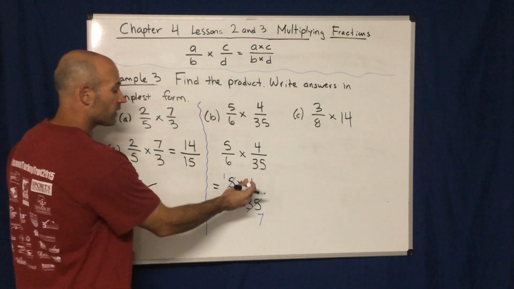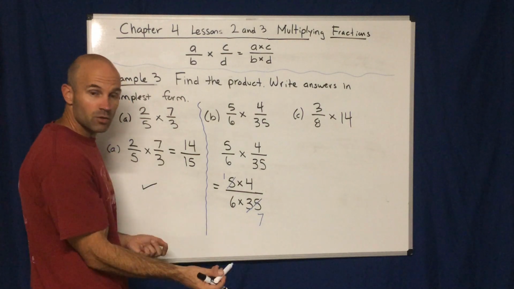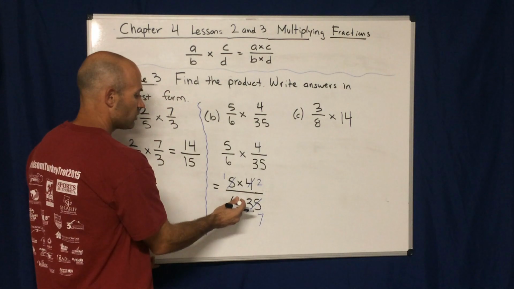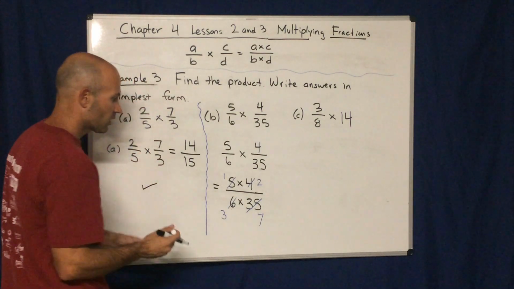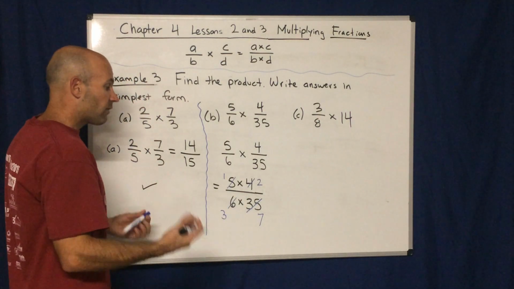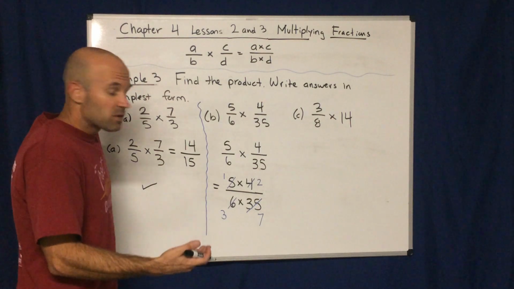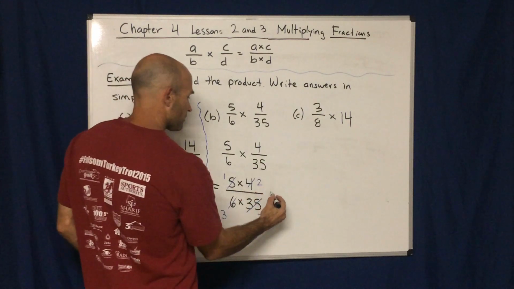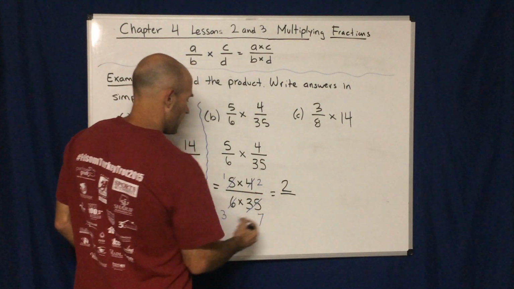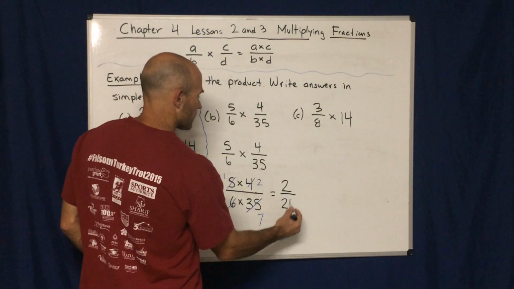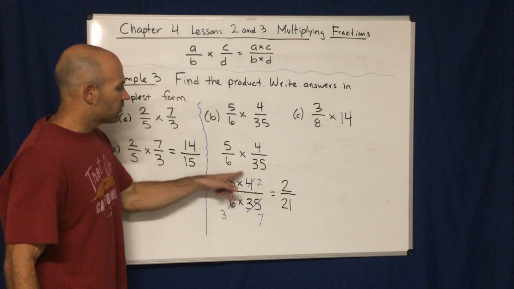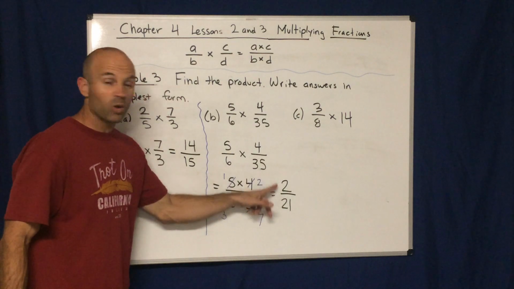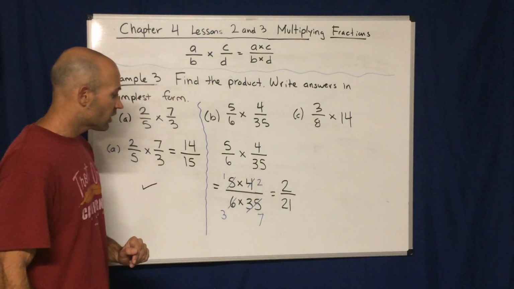And now 4 and 6 also have a common factor of 2. 2 goes into 4 twice, and 2 goes into 6 3 times. And now what I have left over is much smaller numbers to multiply out. 1 times 2 is 2, and 3 times 7 is 21. And provided I canceled as much as I could over here, my answer will be in simplest form. I won't have to work any harder over here.